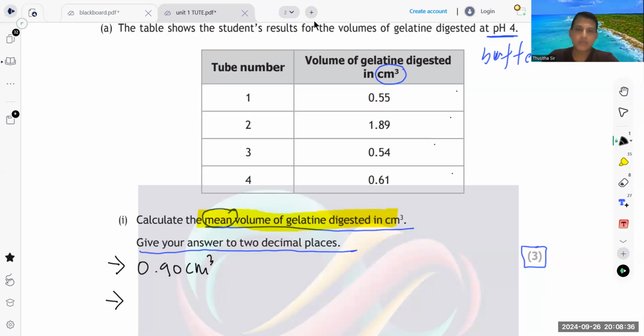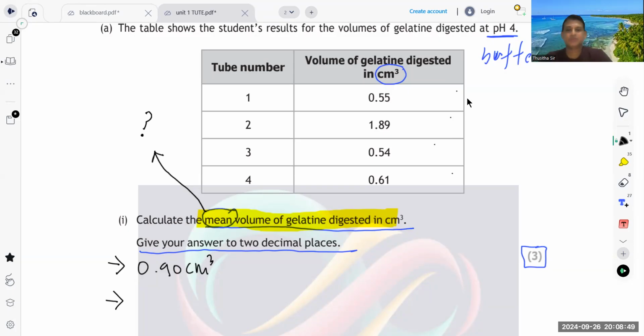Okay, I think I don't get any answers. It seems to be a problem that maybe you don't know how to calculate mean value. So you can use calculators, then it's faster.